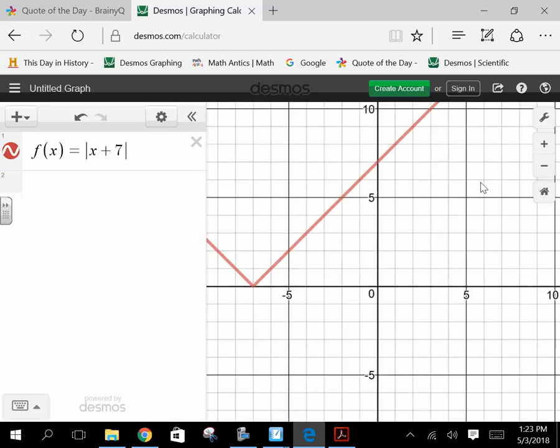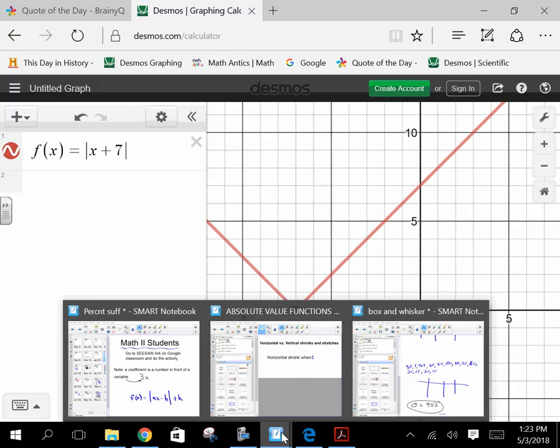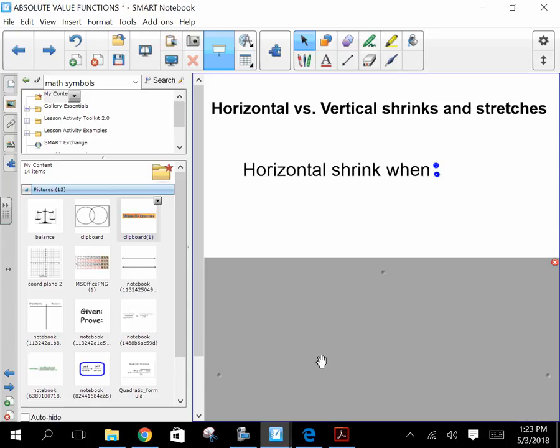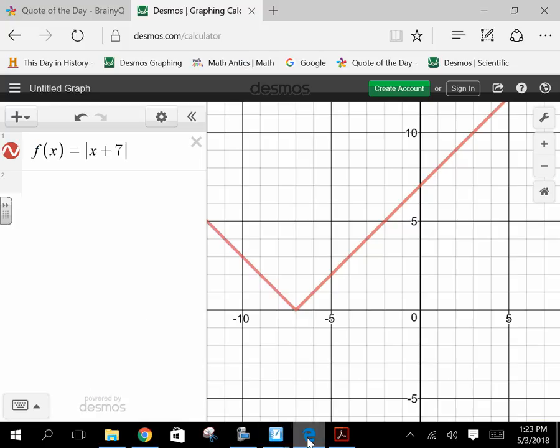Right now you don't have to write this down, just pay attention. Right now all you have on your notes is horizontal shrink when. Watch this. Look what I did. I added an h, and that's plus 7, so I have a horizontal shift to the left 7. We know that.